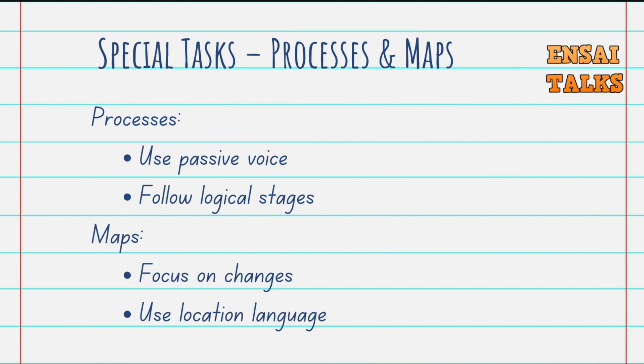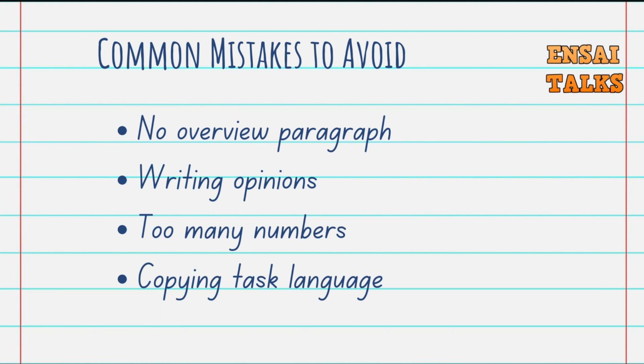Processes and maps have different language rules. There are no trends, so focus on stages or changes instead. Avoiding these mistakes alone can significantly improve your band score: no overview paragraph, writing opinions, too many numbers, copying task language.